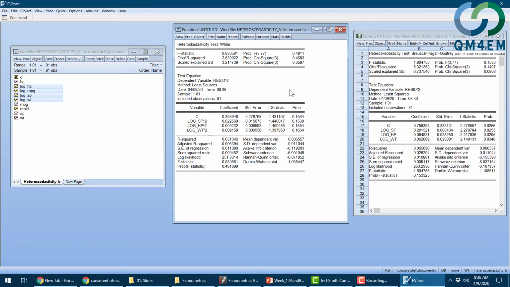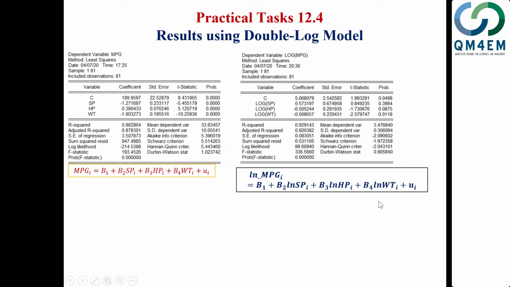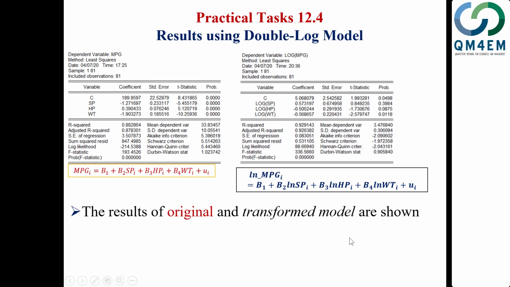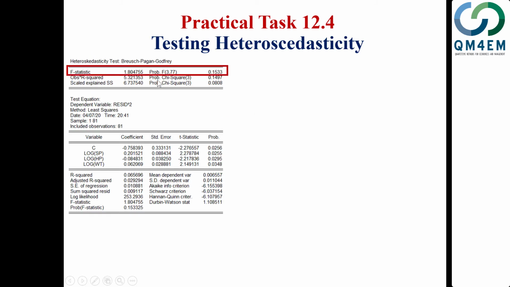Now, if we see the result, let me take the result of the white and BP test to the discussion part. So let me display it. This is the result of the original model and then the double log model. Again, the results are comparable, but the interpretation is not the same because it's a double log model, so it gives you elasticity directly compared to unit changes. So we'll not discuss it here. So these are the results of the two tests.